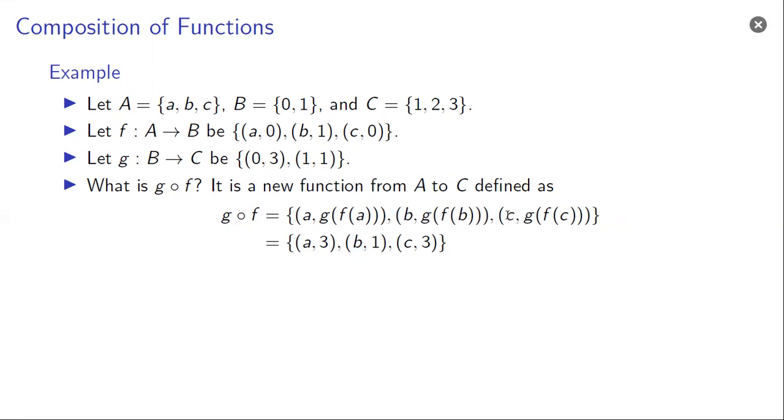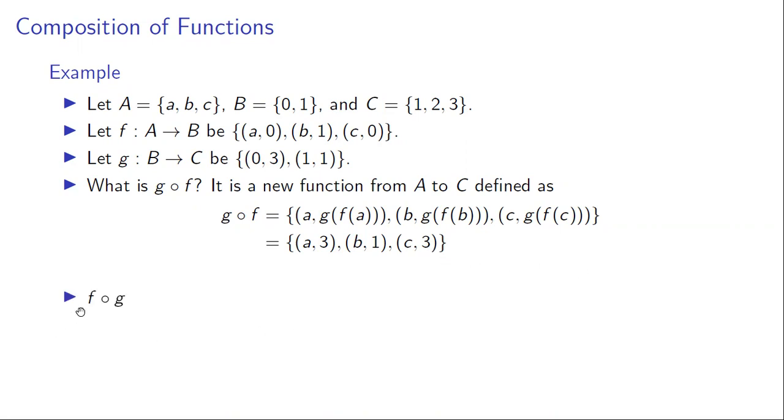Next, we have a pair c comma g of f of c. Well, what is g of f of c? Well, what is f of c? So f of c is 0. What is g of 0? g of 0 is 3. So we end up with the pair c comma 3.